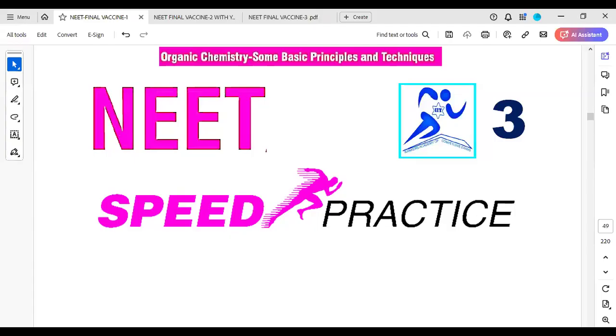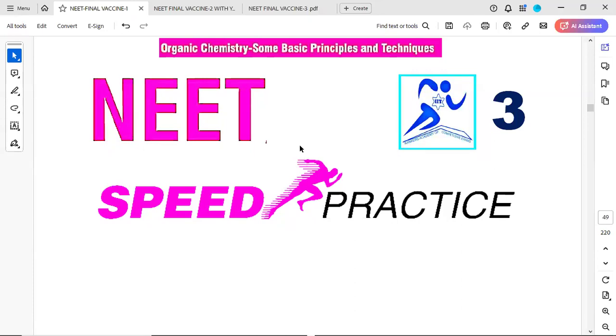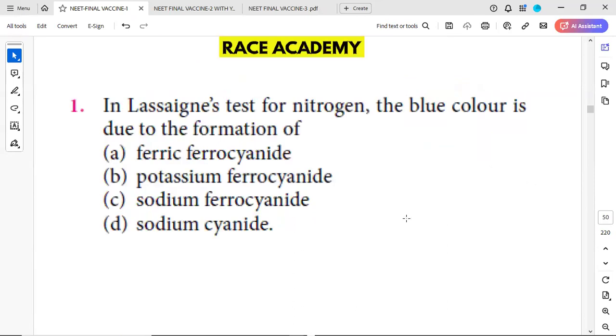Yes, see dear students, in this session we are going to observe different questions than the other questions which we have discussed in the previous sessions. Let us see organic chemistry, basic principles and techniques. First question. The Lassaigne's test for nitrogen, the blue color is due to the formation of. Observe carefully the question. The Lassaigne's test for nitrogen, the blue color is due to the formation of.